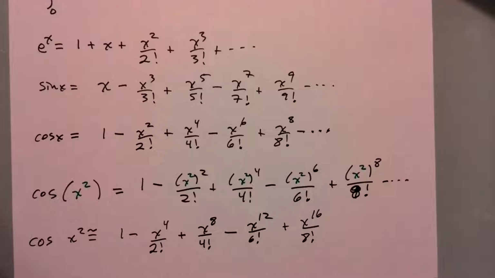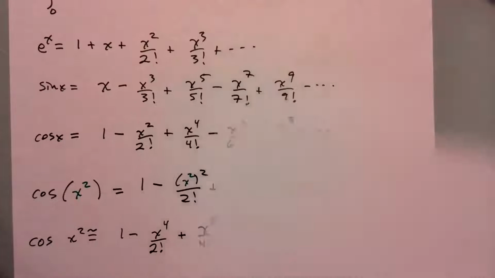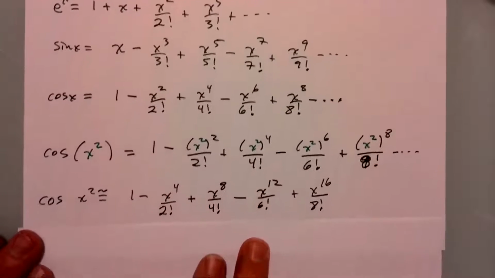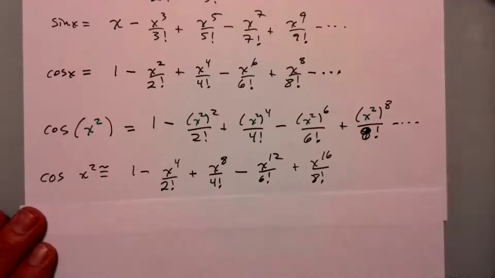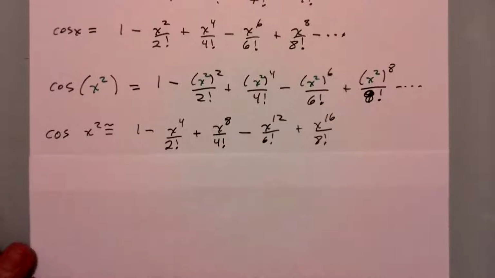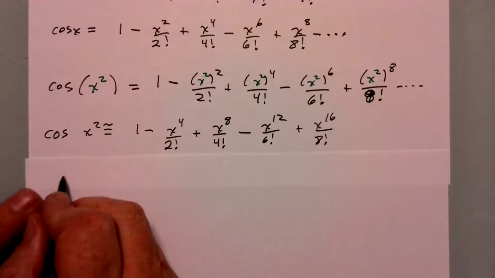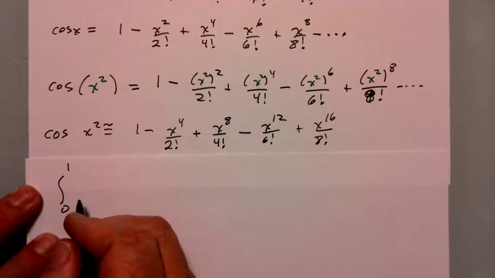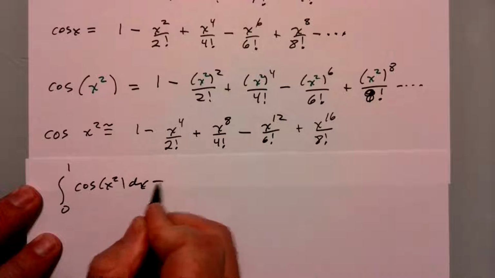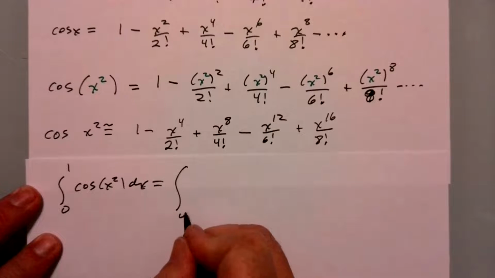We want to integrate that from 0 to 1. That was our question on the worksheet. So let me try that. We're going to integrate that crazy function that I have there from 0 to 1 and see what I get. So the integral from 0 to 1 of cos x squared dx is the integral of all that from 0 to 1.